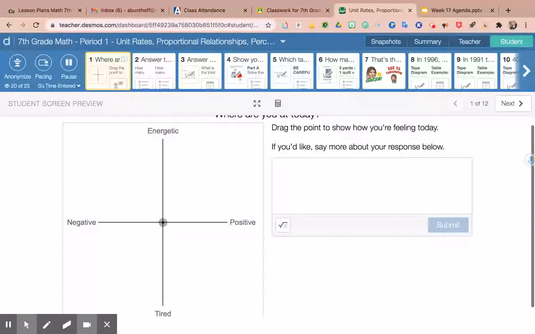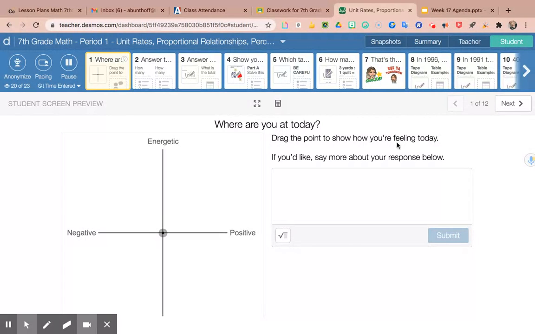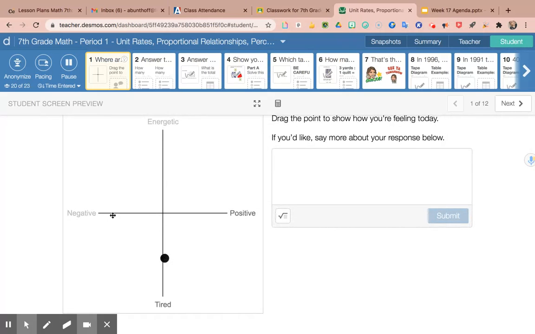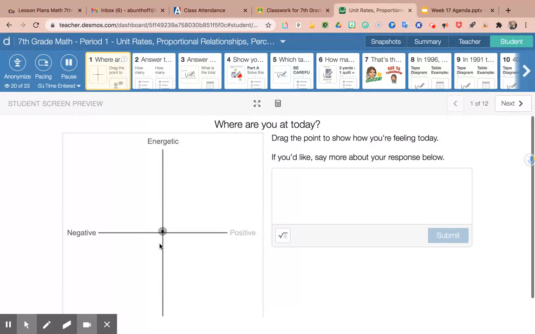It says, where are you at today? So drag the point to show how you're feeling today. So all you had to do is click on this dot. Are you energetic? Are you tired? Are you negative, positive? Is it a lot? Is it a little bit? Are you in the middle? So drag the dot to how you're feeling. If you'd like to say more, you can put it here for me to read, but you don't have to. But I do want to know how you're feeling. So drag the dot.